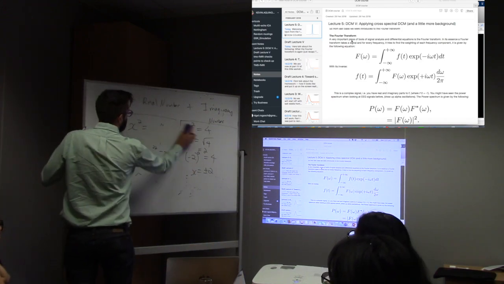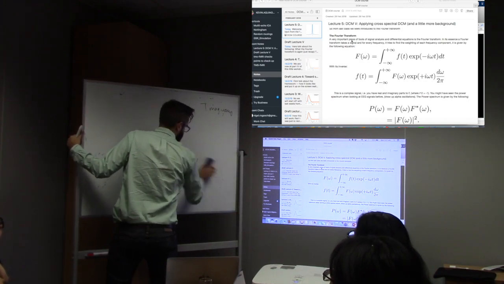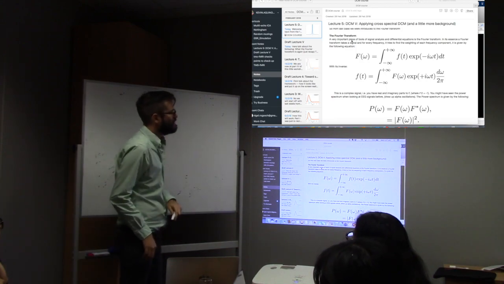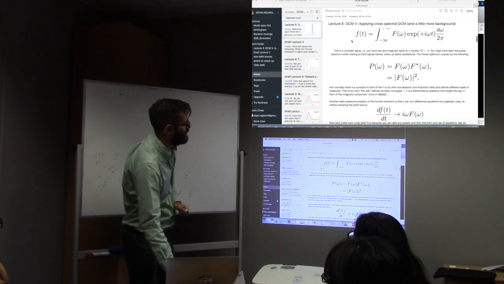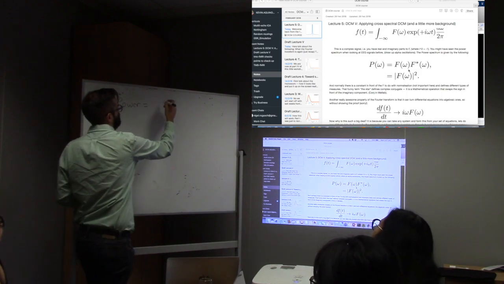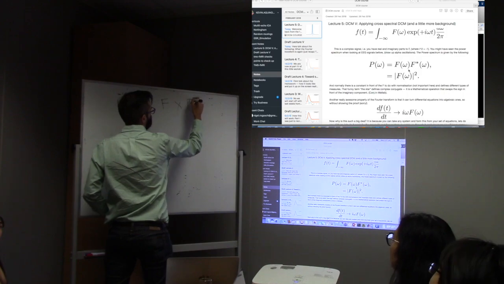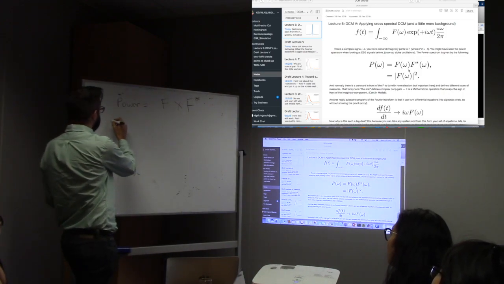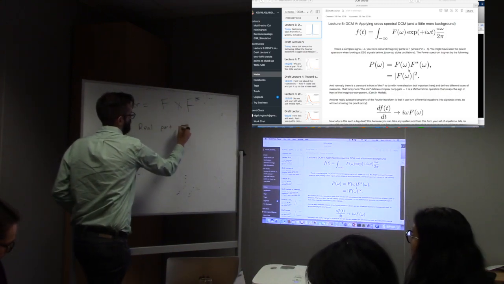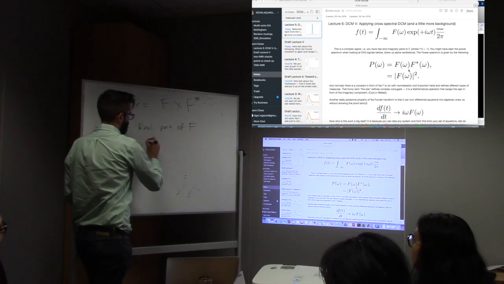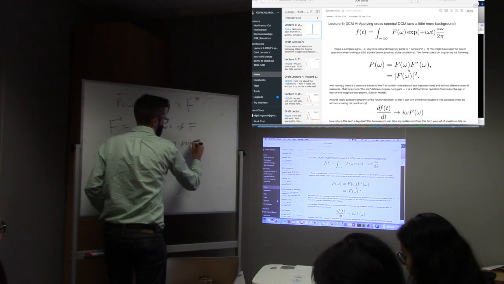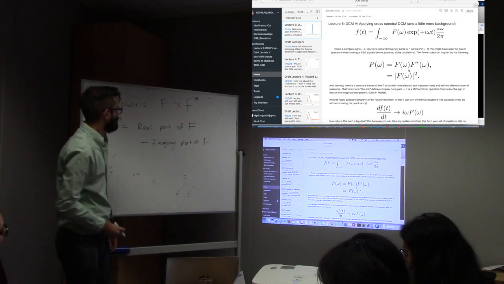Okay, so that's just on complex numbers. I just want to give you that because it will come up at the end when we're actually doing the DCM. Okay, so as I said, it's a complex number, so if you want to get a power spectrum out of it, if you have a Fourier transform, the power equals the Fourier transform times its complex conjugate. Now, what a complex conjugate is: F conjugate equals the real part of F minus the imaginary part of it. So it flips this sign around.